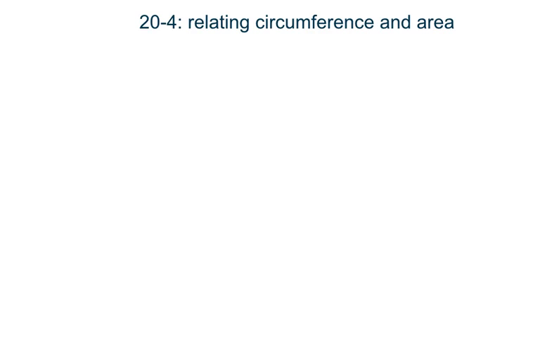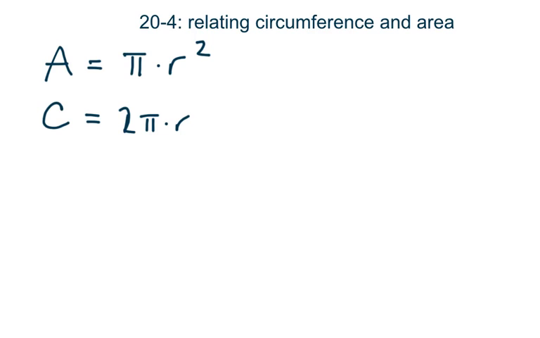So the area of a circle is pi times the radius squared. And the circumference of the circle is 2 pi times radius. So if you consider the ratio of area to circumference, you would take the formula for area over the formula for circumference and simplify it.